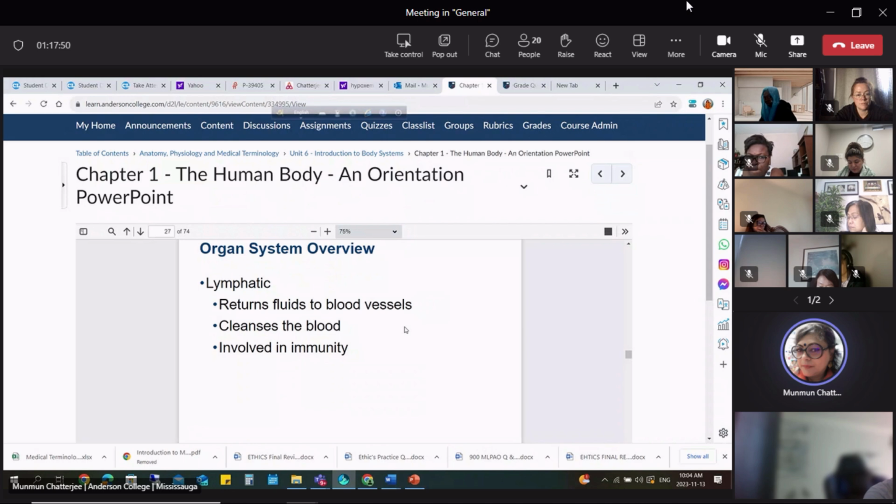It picks up the fluid that leaked during the transport between the blood vessels and the cells, collects the liquid and returns it to the blood vessels. This is the lymphatic system, which also helps to cleanse the blood. Some of it is at the lymph nodes. You know, lymph nodes are involved in immunity. What is immunity? Your body's defense. If the lymphatic system doesn't work, what is going to happen?